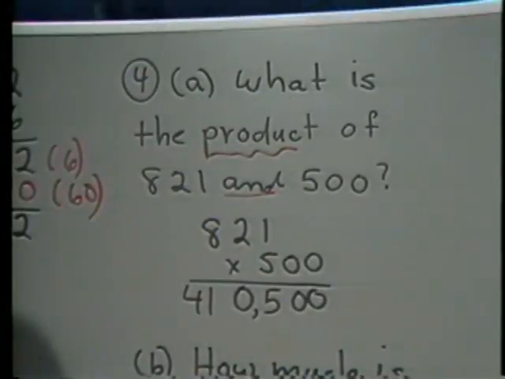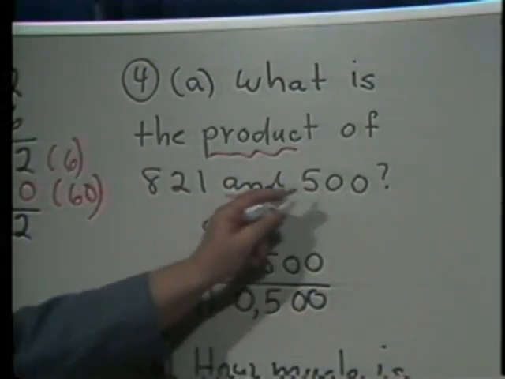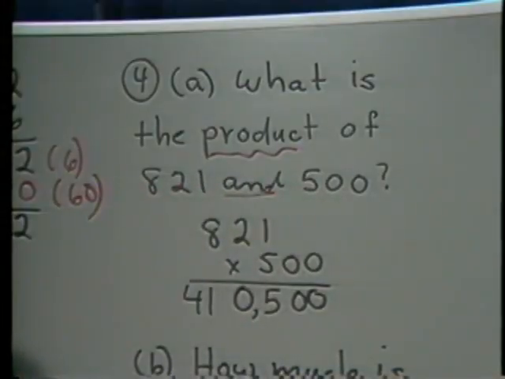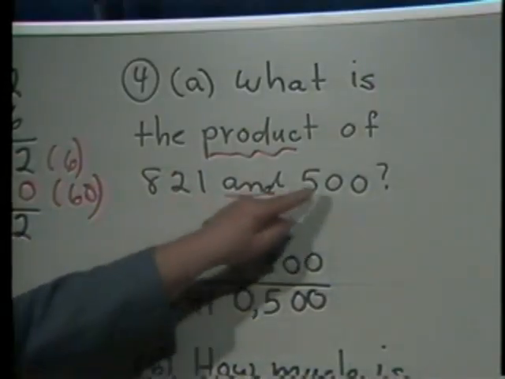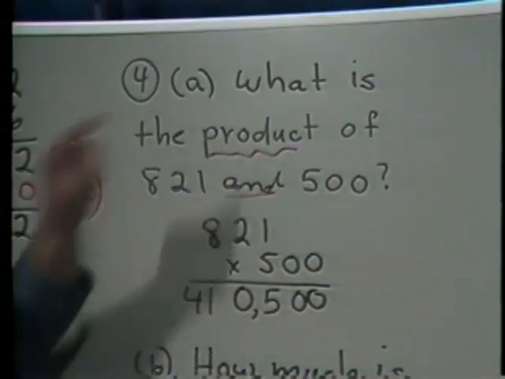But notice that the key word here is product. Whenever you see the word product, it's a multiplication problem. It's not an addition problem. Product is the answer to a multiplication problem. The and here is just a conjunction connecting the two numbers that we're going to multiply. In other words, what we're saying is, if 821 and 500 are the factors, what is the product?